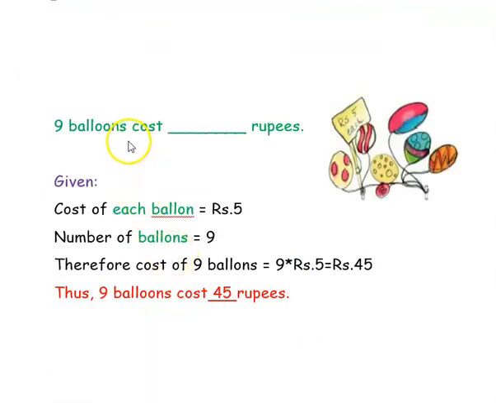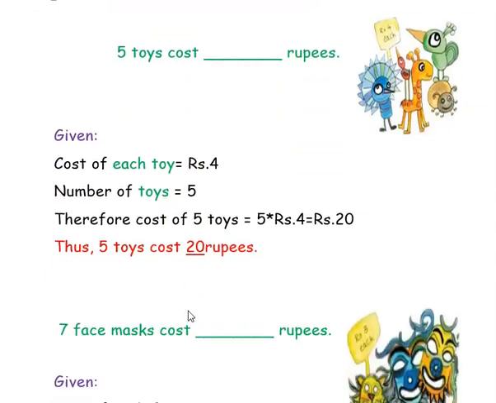The next example given is 9 balloons cost dash rupees. It's given the cost of 1 balloon is rupees 5. Each means 1 balloon. So the number of balloons is 9. So the cost of 9 balloons will be 9 into rupees 5. That will be rupees 45. Next, 5 toys cost dash rupees. The cost of each toy is 4 rupees. The cost of 5 toys will be 5 into rupees 4, that is 20 rupees.